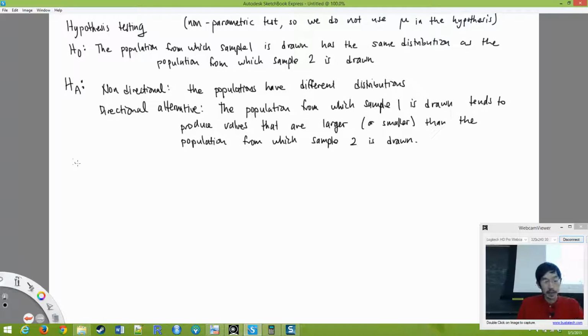Just another note is that in general, non-parametric tests are less powerful than their parametric counterparts. I'm going to talk about that right now.